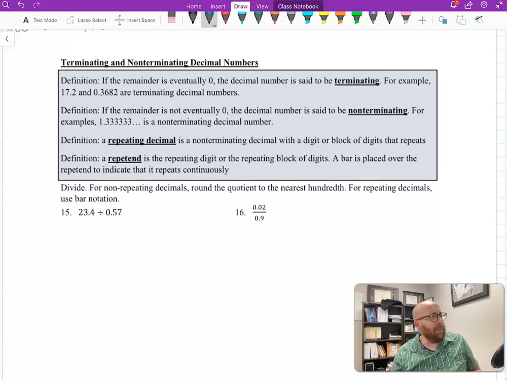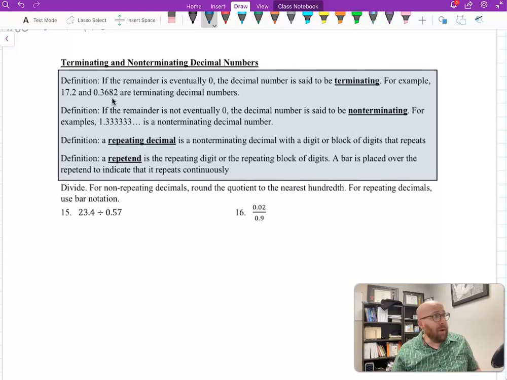Let's look at some definitions. First of all, if the remainder is eventually 0, which for all the division problems that we've done thus far we've always eventually gotten, the decimal number is said to be terminating. So, for example, 17.2 and 0.3682 are terminating decimal numbers.